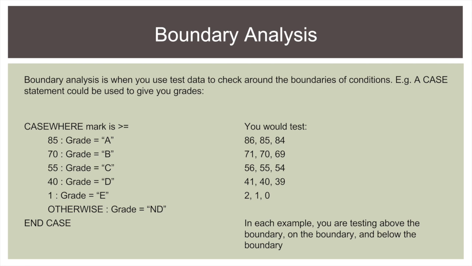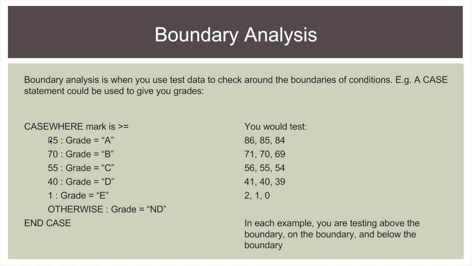In boundary analysis, you use test data to check around the boundaries. So here's an example where we use a case statement to give you grades. You can see over here, case where mark is greater than or equal to 85, you get an A, 70, you get a B, 55, you get a C, 40, you get a D. If it's greater than or equal to 1, you get an E, otherwise you get ND, not demonstrated.